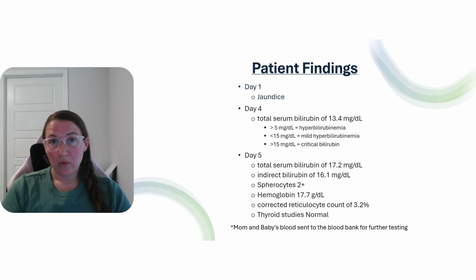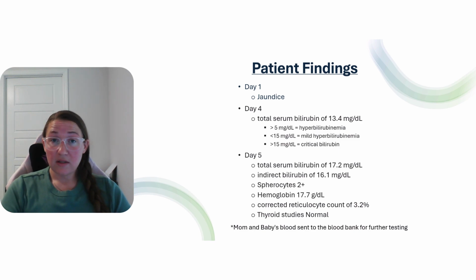So they took that total and they did an indirect, because we want to know what percent of this bilirubin is not being conjugated. So the indirect was a 16.1. So most of this baby's bilirubin is not being conjugated. It's not doing what it's supposed to do. So we're seeing an abundance of this extra indirect bilirubin, which is why we're seeing the jaundice.